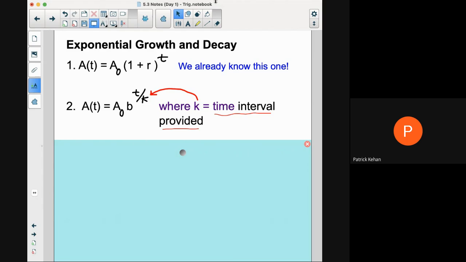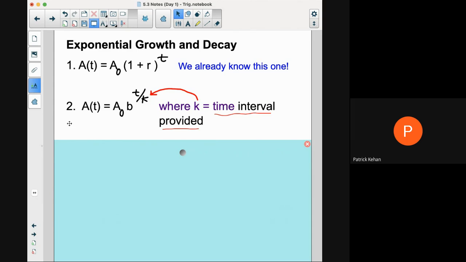Next up, we're moving into exponential growth and decay models, but we're going to shift the format of the exponential function itself. So we've already been working with A of t equals A sub 0 times 1 plus or minus r to the t. Then we moved in the previous examples to y equals ab to the x, or f of x equals ab to the x.